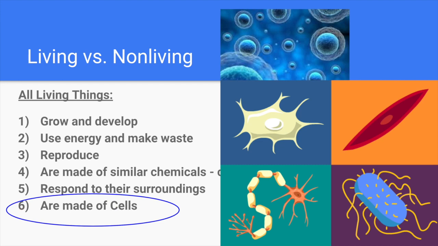So a quick review of how we know things are living. All living things grow and develop, use energy, make waste, reproduce. They're made of similar chemicals, respond to their surroundings, and they're made of cells. So today is all about number 6, made of cells.